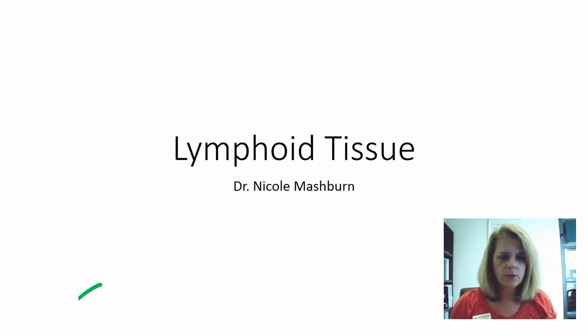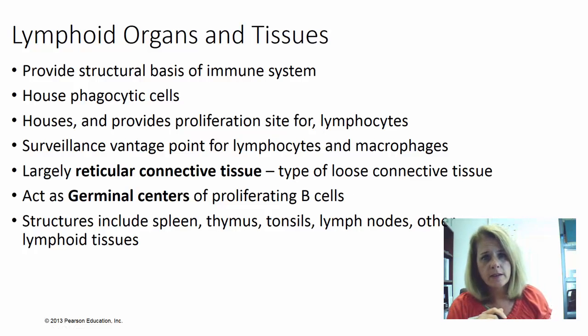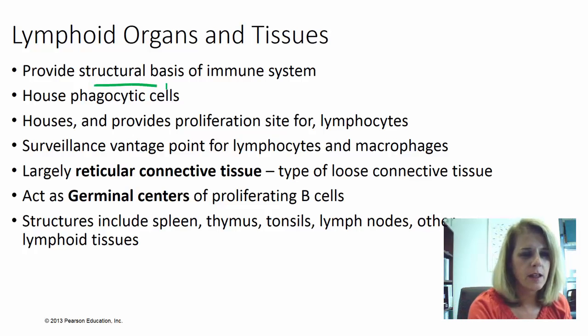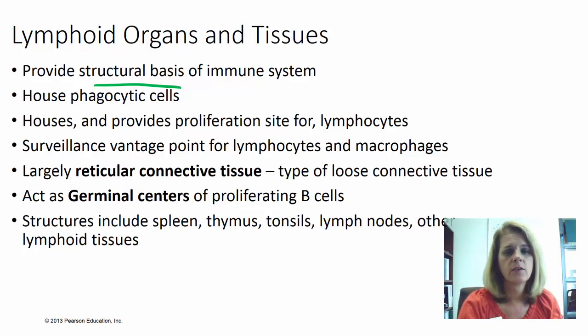So your lymphoid tissues are the structural basis of the immune system. The immune system has to occur somewhere, and so this is where a lot of the things that happen in immunity happen, in these lymphoid organs, lymphoid tissues. These are where your phagocytic cells are housed. They house the lymphocytes. Okay.